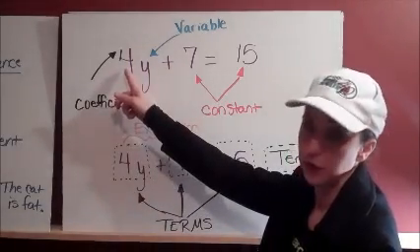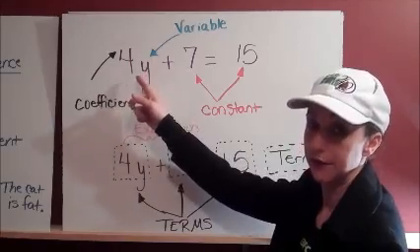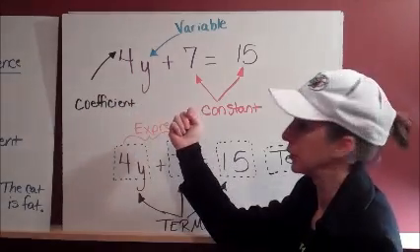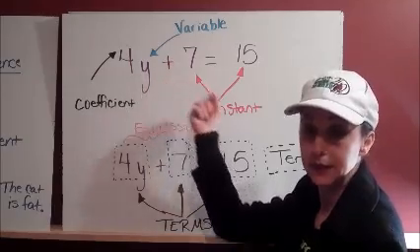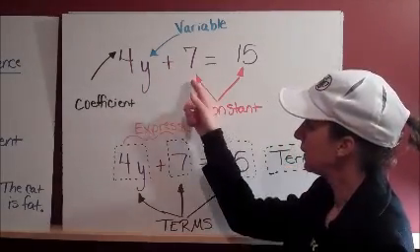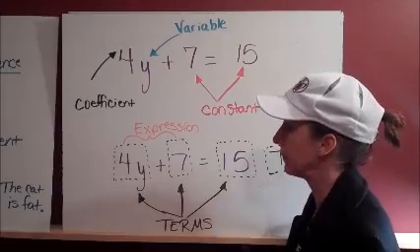Coefficient is pointing to the 4. Coefficient is the number that's connected to a variable that tells you how many times to multiply. The variable is the letter that represents the unknown amount. Constants are any time a number stands alone without a variable.